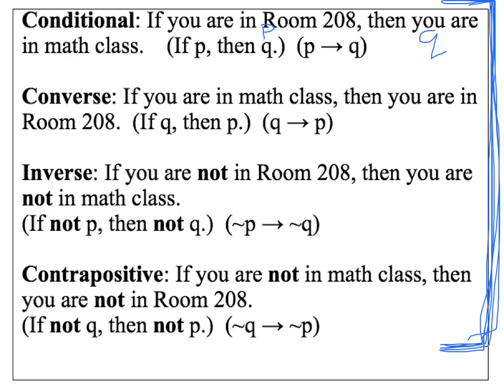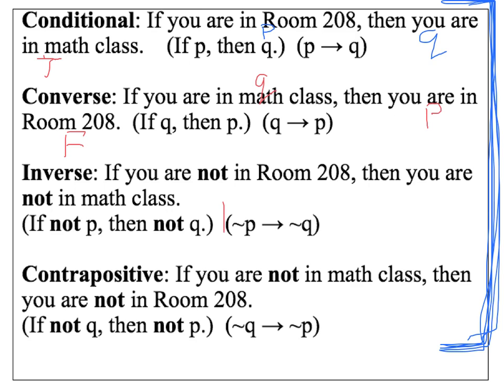So if you're in room 208, then you are in math class. And I could say, yes, that's a true statement. This has a truth value of true. If you are in math class, then you are in room 208. So the converse of my conditional statement is just switching my P's and Q's. So my Q came first and then my P, but I still write it as an if-then statement. This would be false because there are multiple different math classes.